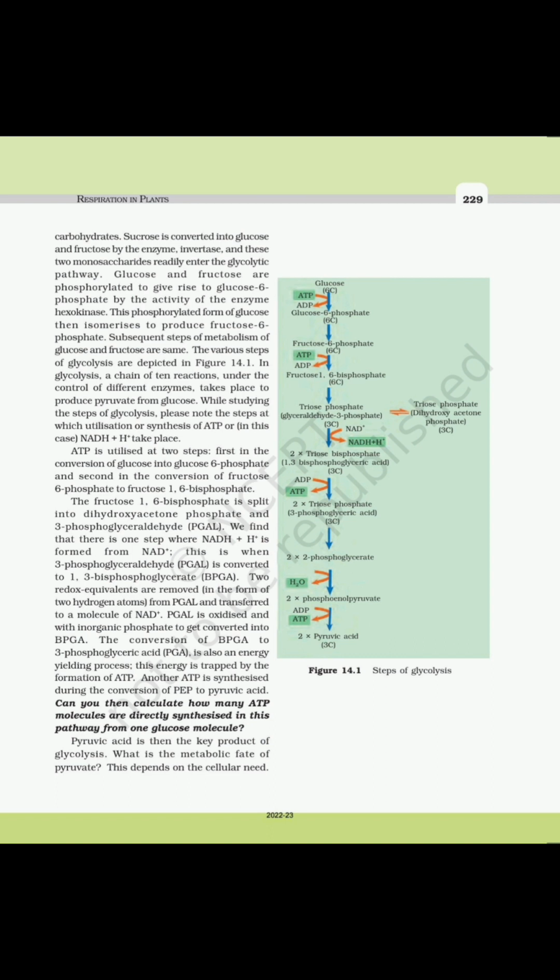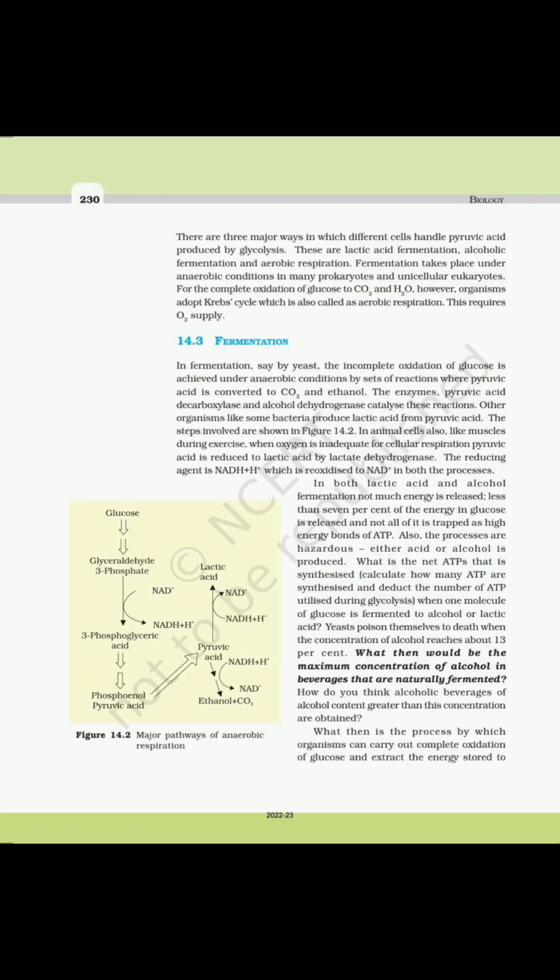What is the metabolic fate of pyruvate? This depends on the cellular need. There are three major ways in which different cells handle pyruvic acid produced by glycolysis. These are lactic acid fermentation, alcoholic fermentation, and aerobic respiration. Fermentation takes place under anaerobic conditions in many prokaryotes and unicellular eukaryotes. For the complete oxidation of glucose to CO2 and H2O, however, organisms adopt Krebs cycle, which is also called aerobic respiration. This requires O2 supply.